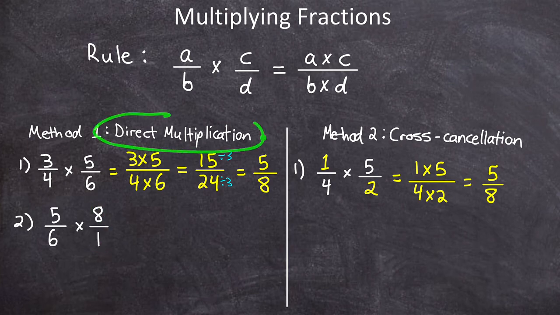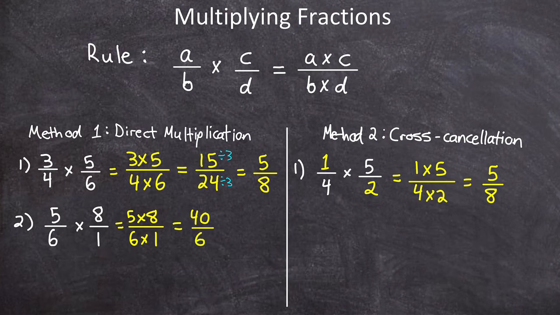And then when using the method of direct multiplication, I know I can find my product by multiplying the numerators, 5 times 8, over the product of the denominators, 6 times 1. And that gives me 5 times 8 is 40, and 6 times 1 is 6. So I have 40 over 6, but that fraction can be simplified.